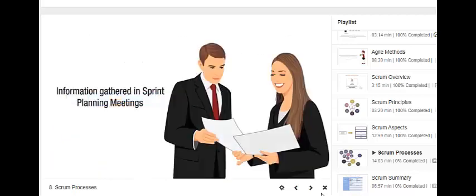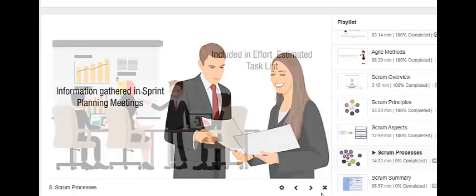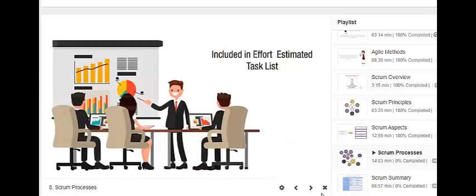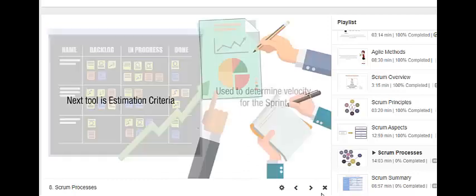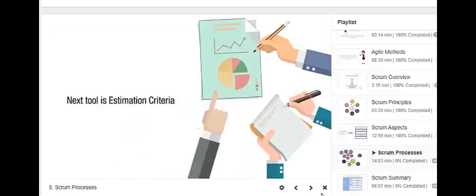The information gathered in the sprint planning meeting is included in the effort estimated task list and used to determine the velocity for the sprint. The next tool is estimation criteria.